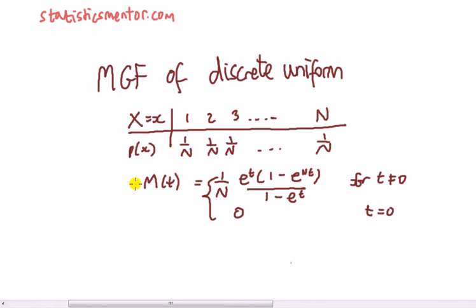We're going to show that for the discrete uniform, the MGF is given by this expression for t not equal to 0, and where t is 0, the MGF takes the value 0. In doing this proof, we'll pick up on some interesting results from math. Right then, MGF, write down the definition.